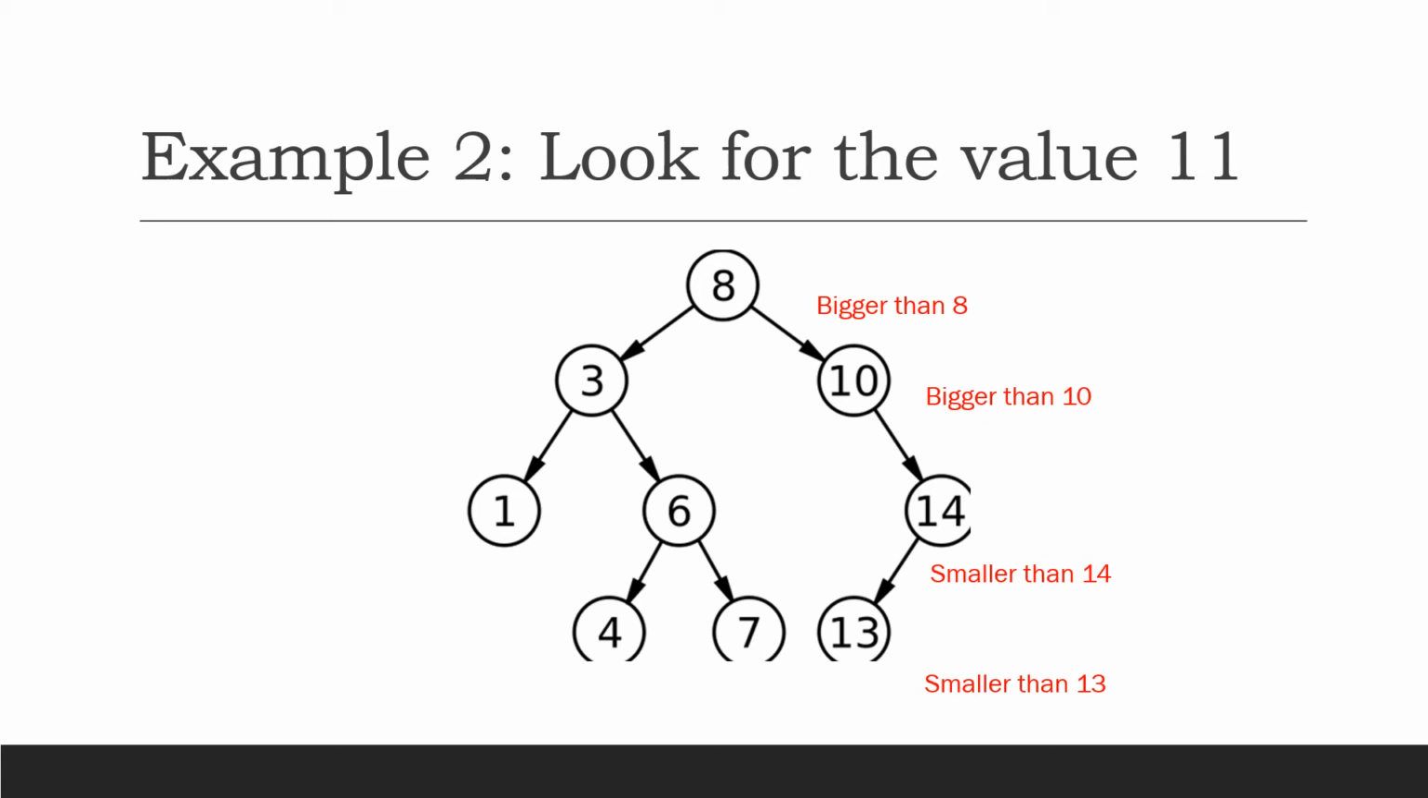Remembering the terminology, 13 is a leaf node. In any case, it doesn't have a left pointer. That's where 11 should be if it was in the tree. There's nothing there, so we know that 11 is not in the tree, and it's only taken 4 operations rather than n operations.